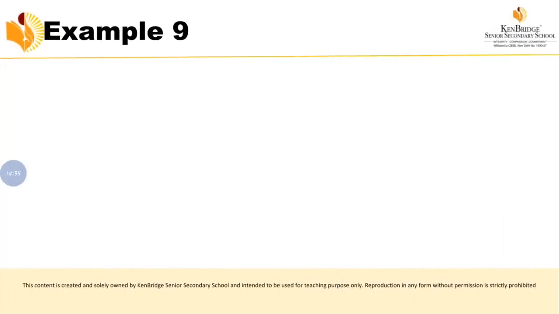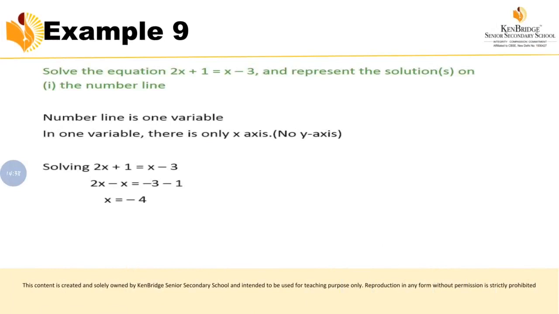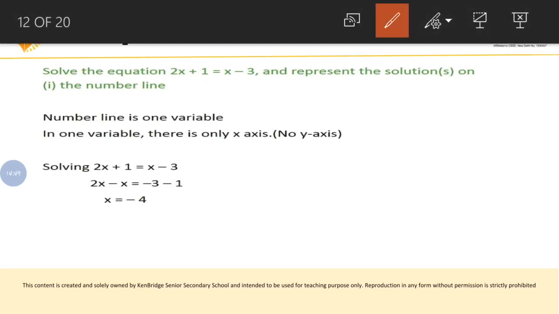Example 9. In example 9, the question is: solve the equation 2x plus 1 is equal to x minus 3 and represent the solution on the number line. They have given the equation 2x plus 1 is equal to x minus 3 and we have to represent this equation on the number line. In a number line there will be only one variable, no? So here also they have given only one variable, so we can represent this equation on the number line, right? In a number line there will be only one axis, that is the x axis.